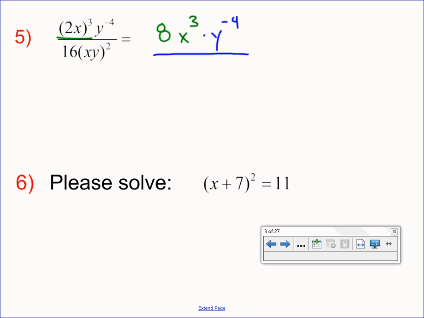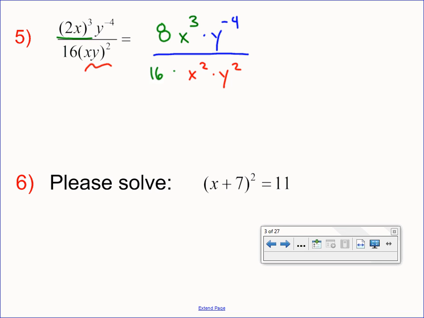The xy are in parentheses, they're squared. The 16 is not. So I'm going to leave the 16 alone, just chill. And now I'll go ahead and apply the exponent, that squaring, to the product xy. Here we go. What gets squared? They both do. X squared, y squared. So we've gone through and we've gotten rid of the parentheses.